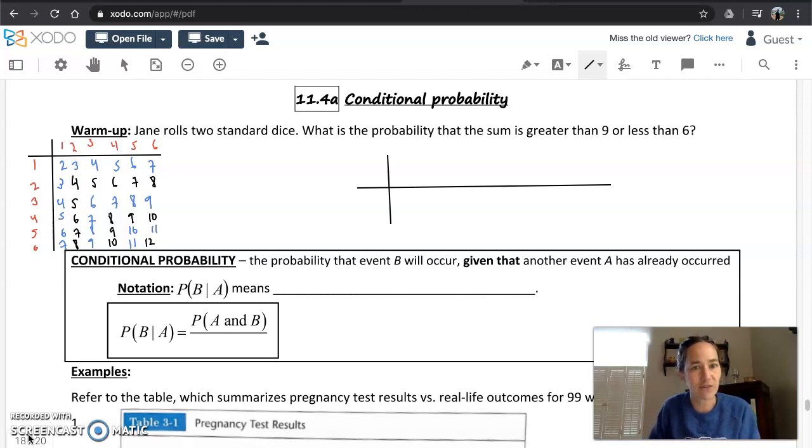It says Jane rolls two standard dice. What's the probability the sum is greater than 9 or less than 6? Or makes me think of add. So I've got to add the probabilities of all these cases, the greater than 9 sums and the less than 6 sums. I do want to emphasize that this is a great table to make.